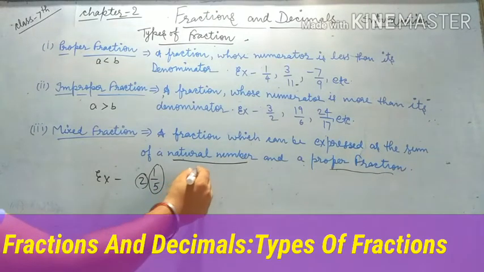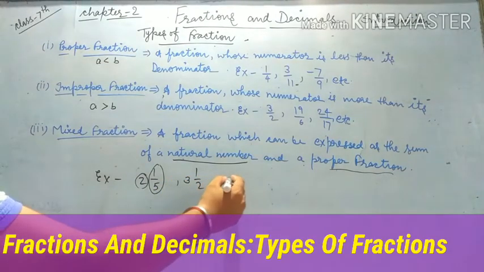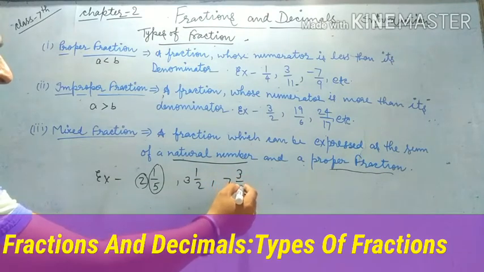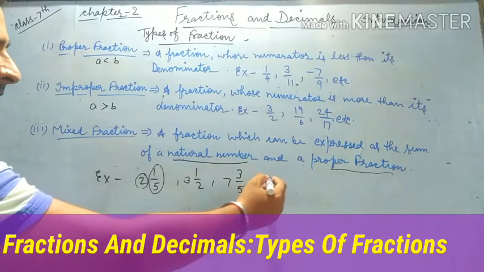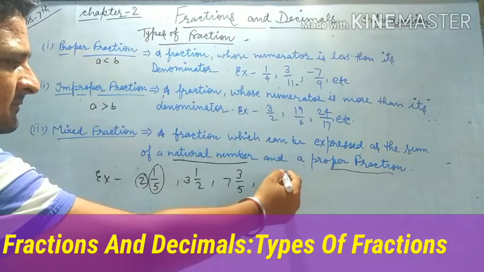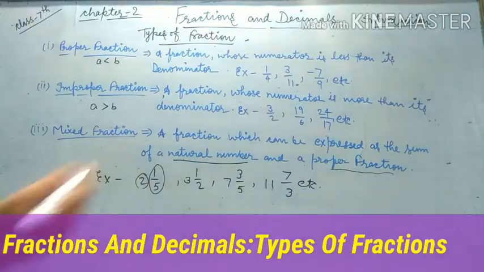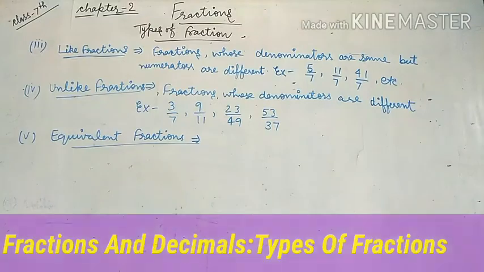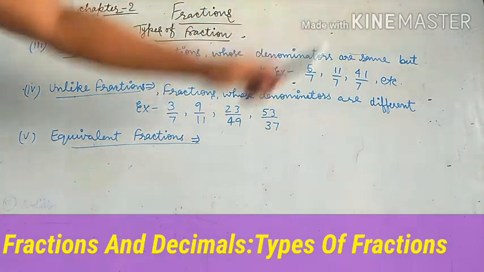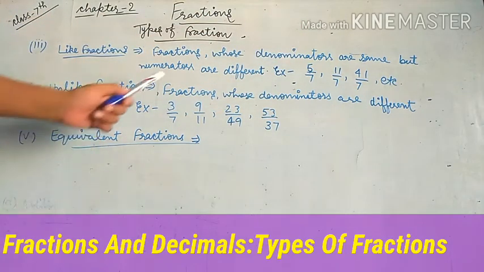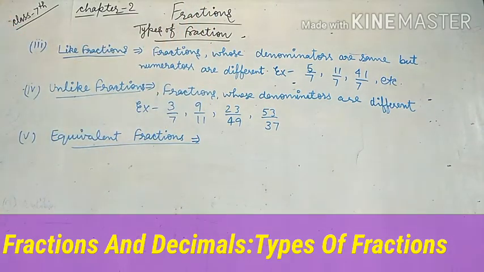Similarly, we can write 3 complete 1 upon 2, 7 complete 3 upon 5, 11 complete 7 upon 3, etc. These are examples of mixed fractions. Okay. And the next type is like fractions. Fractions whose denominators are the same but numerators are different are called like fractions.